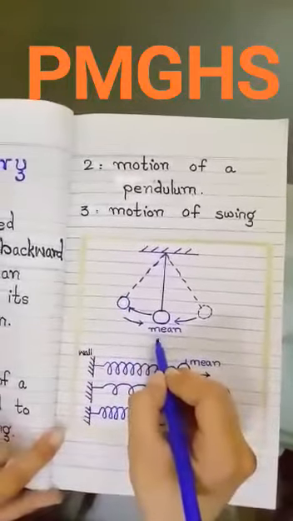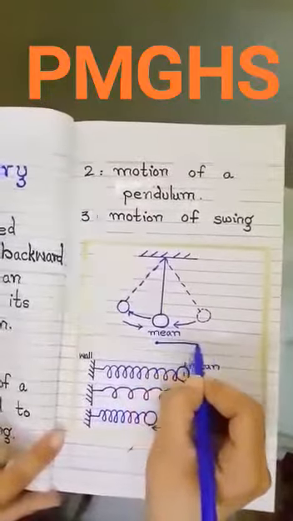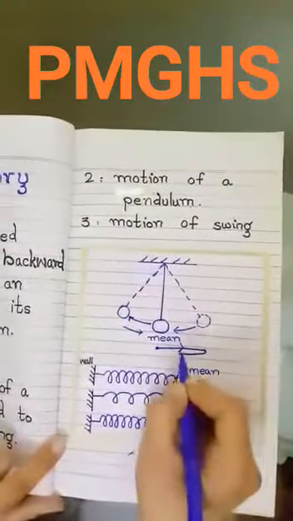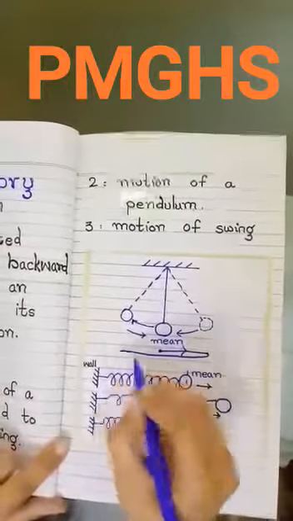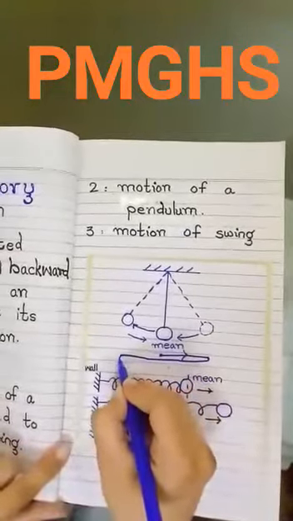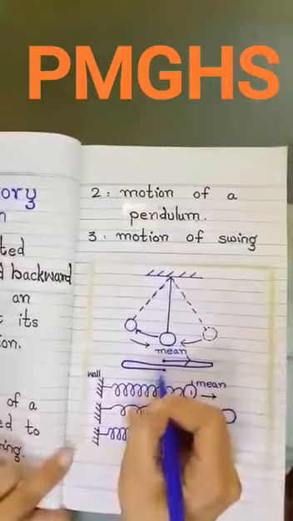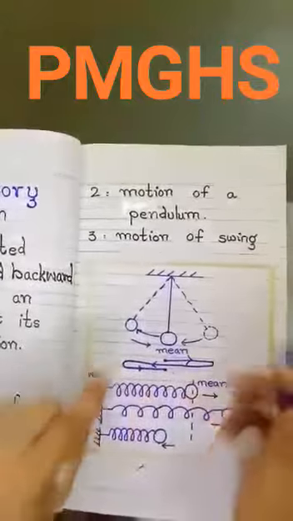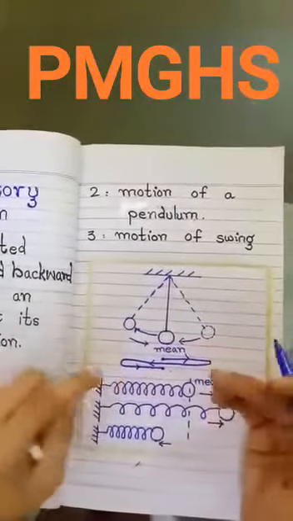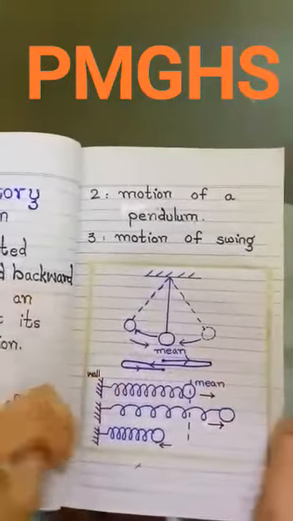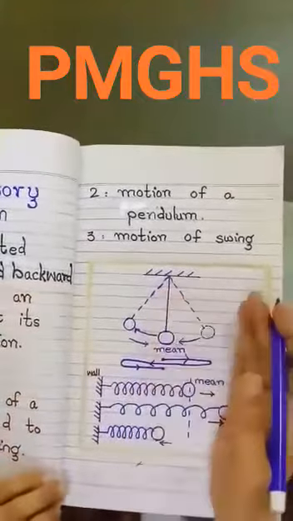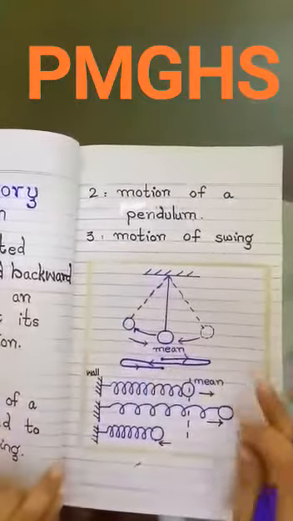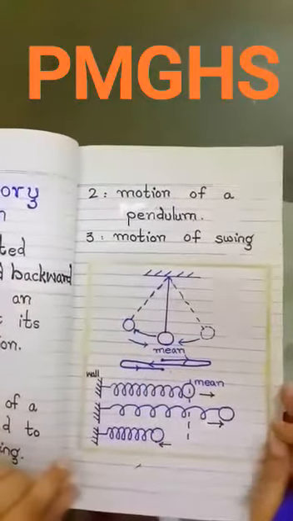So first the pendulum moves to this position. After that it moves to the other side of the mean position. Again it does not stop here and again it moves towards the mean position. In this way it continues its motion. And this motion continues for a certain period of time, and the pendulum moves forward and backward about this mean position and thus performs the vibratory motion.